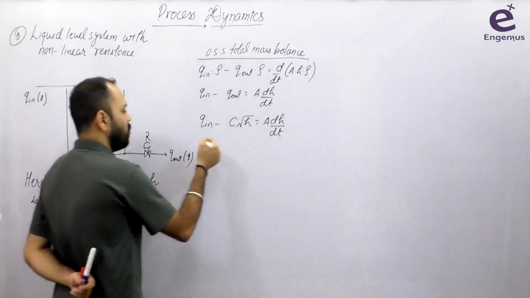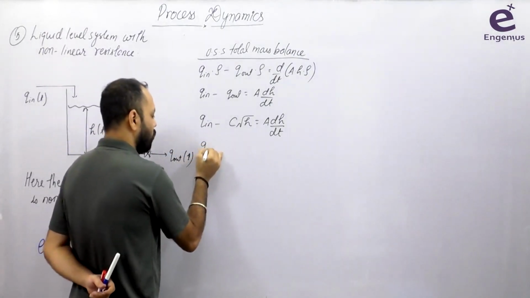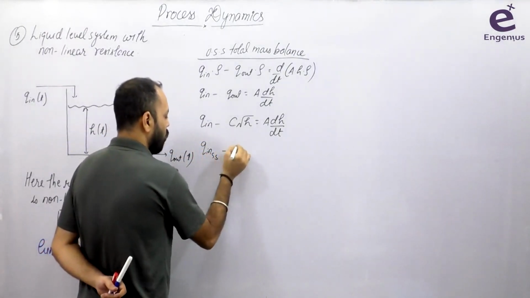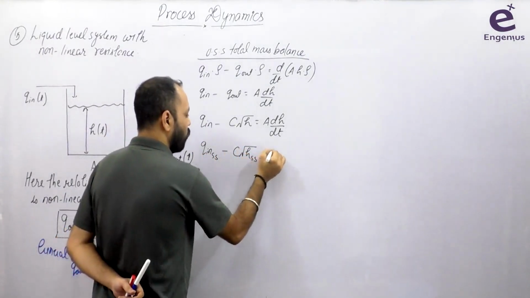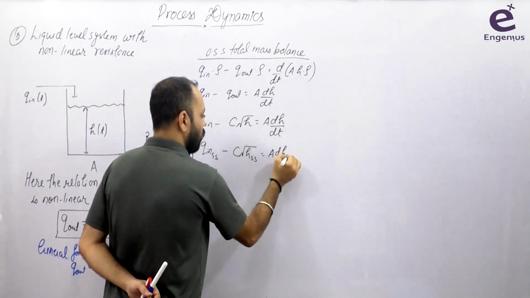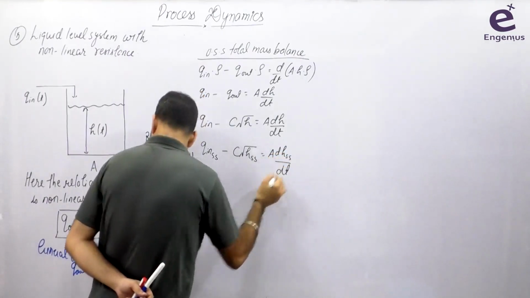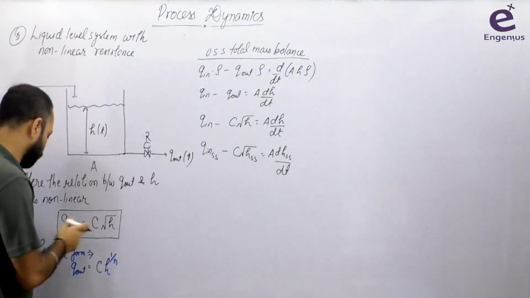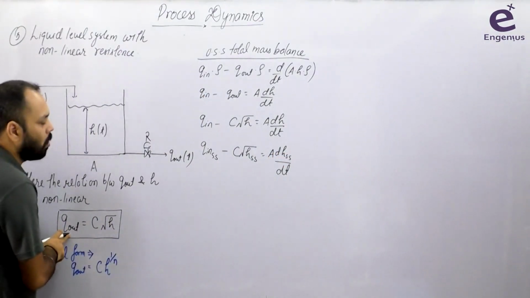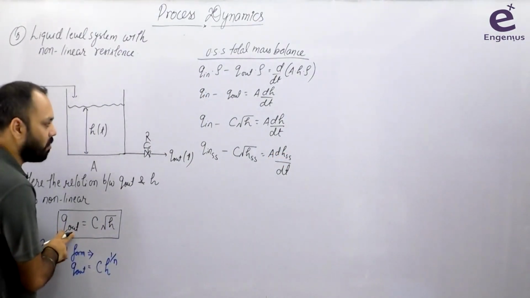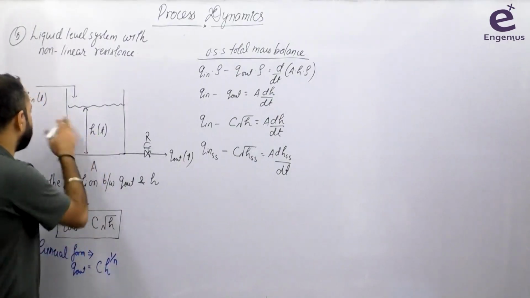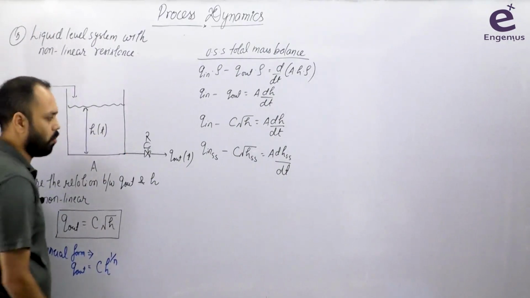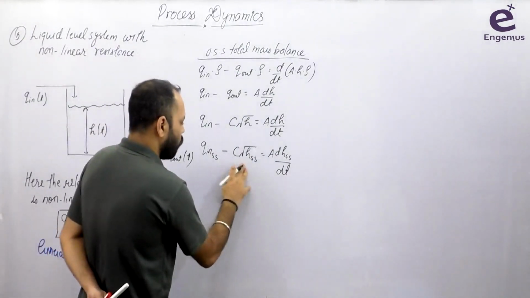We will write the steady state equation, that is Q in SS minus C root HSS is equal to A dHSS by dt. Obviously, this relation will also be valid at steady state. So Q in SS, okay, Q out SS is equal to, and definitely at steady state Q in SS and Q out SS will be equal. Not a problem. Okay, so this is the equation.